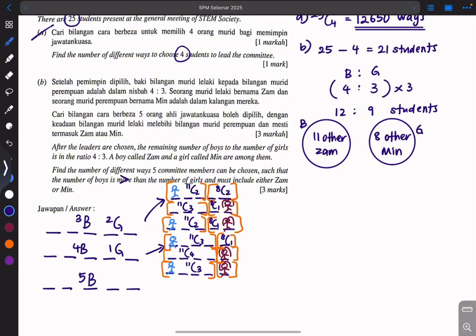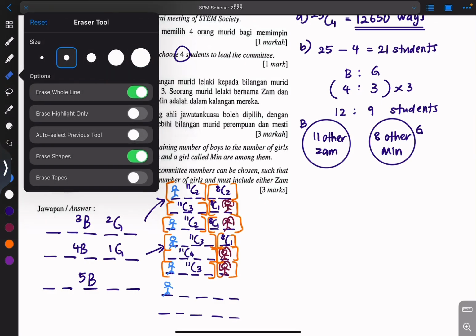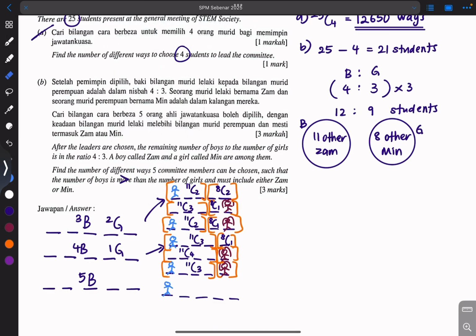Okay. And lastly, we have 5 boys. Okay, 5 boys also can have a few scenarios. I think got 2 scenarios. One is with Zam. One more is without Zam. Oh, without Zam cannot. So only one scenario. Because they said must either have Zam or Min. So without Zam cannot. Just one only then. So all 5 are boys. So here would be 11C4.